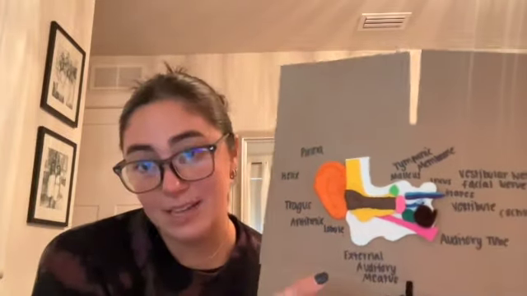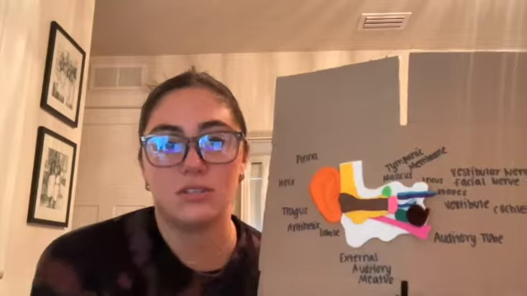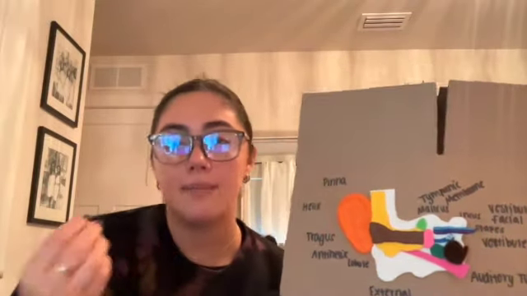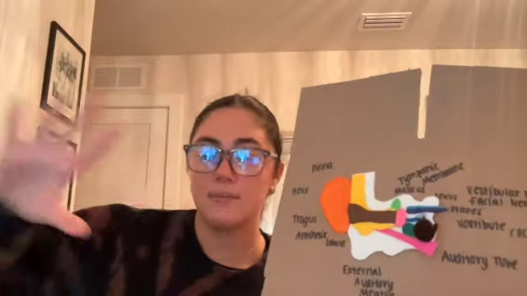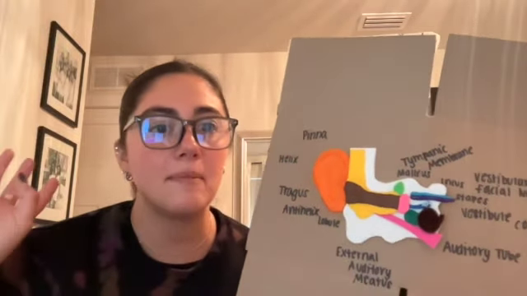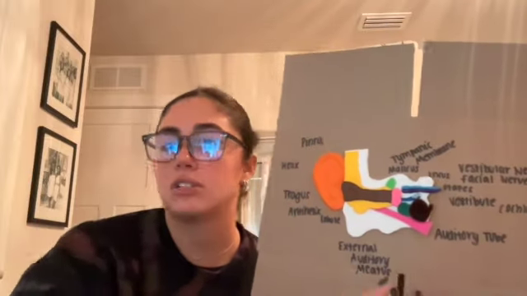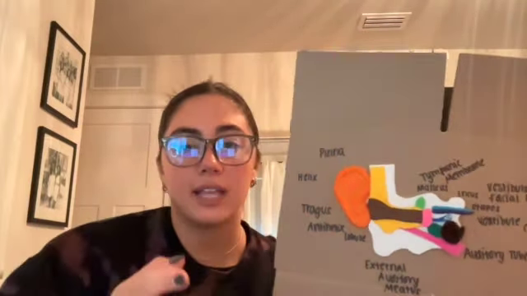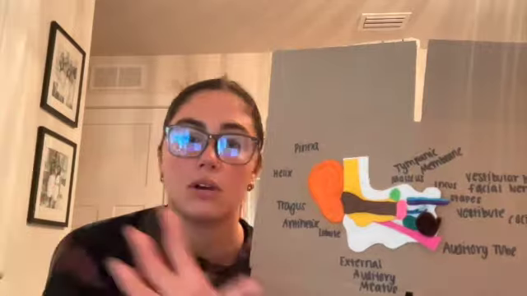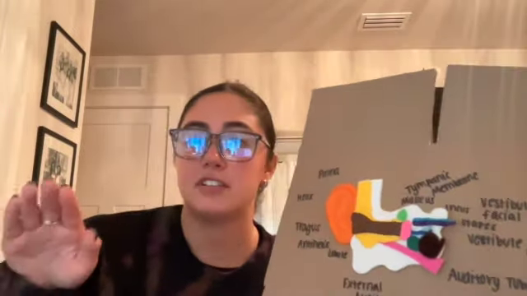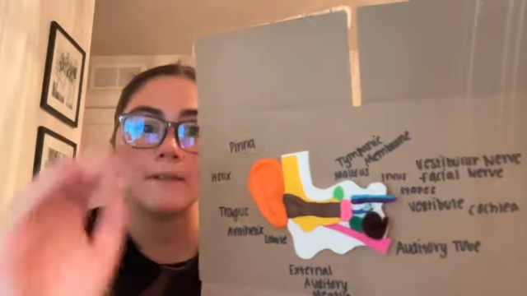Then we have the tympanic membrane, also known as the eardrum. It's the boundary between the outer and the middle ear. It's 3 layers of tissue. The outer layer is a continuum of the epithelium from the external auditory meatus and the pinna, and the inner layer is a continuum of the mucosa of the middle ear. The tympanic membrane is at a 55-degree angle with the floor.